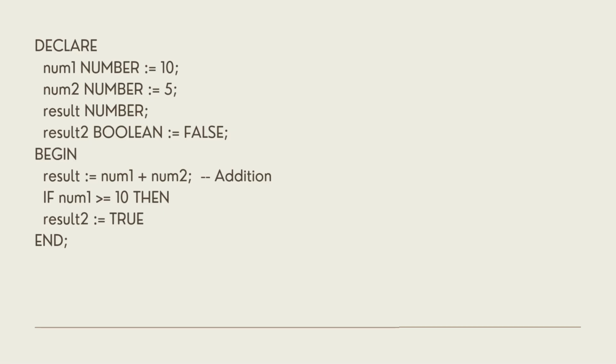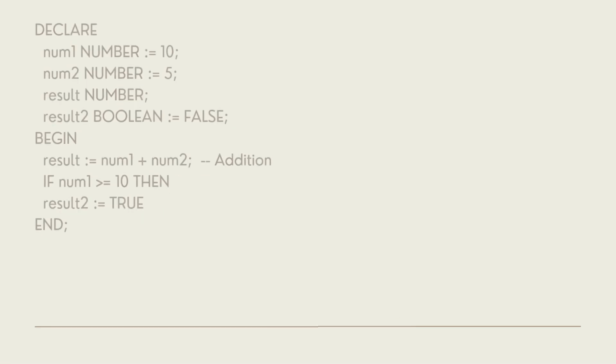In the next line, the condition checks if num1 is greater than or equal to 10. Since num1 is 10, the condition evaluates to true. As a result, the block inside the if statement is executed, and result2 is set to true.